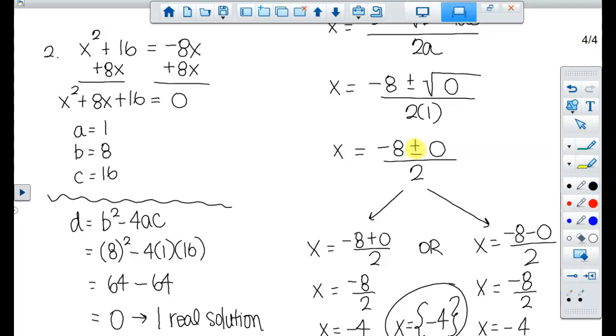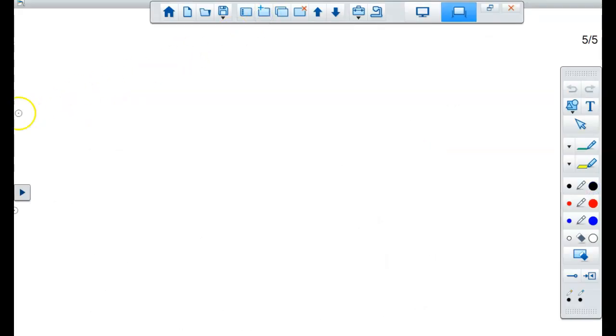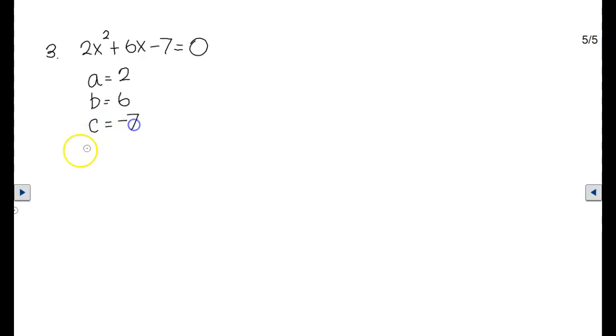All right, so there's our second example. This is really just a lot of filling in formulas and simplifying. Okay, for our third problem, let's do 2x squared plus 6x minus 7 is equal to 0. Now, you'll notice on this one immediately that this equation is ready to be solved. It's in that standard form, ax squared plus bx plus c is equal to 0. So I don't have to do any work on this one. The a is 2, the b is 6, and the c is a negative 7.